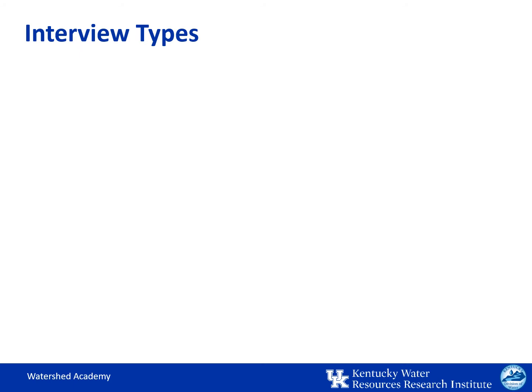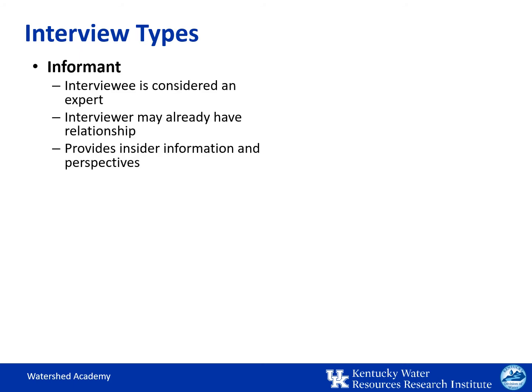There are three different types of one-on-one interviews. Informant interviews are expert interviews. So you might want to interview your key stakeholders, for example. In an informant interview, your interviewee is already considered an expert. You probably have a relationship with them, but they're going to provide you with some insider information and perspectives that you want to document in an official format.